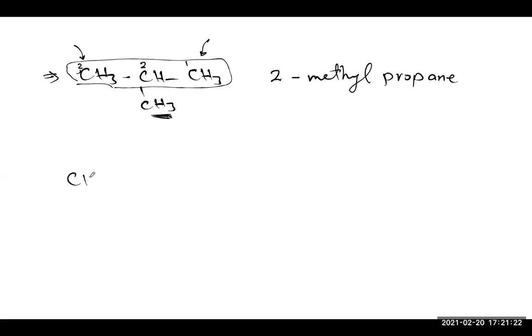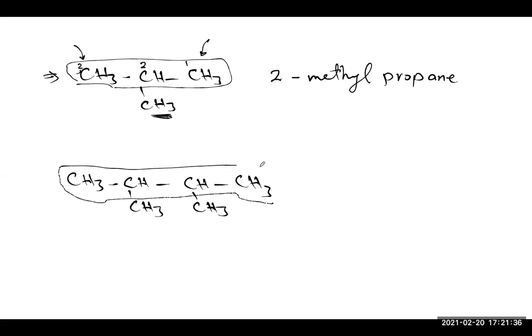Another one. What is the chain? It will be this one, right? This will be the longest chain, 4 carbon atoms. Now we have 2 substituents, so we will try to number to give both the lowest numbers possible. Actually, if we count from right or left, there is no difference. It will be 1, 2, 3, 4.